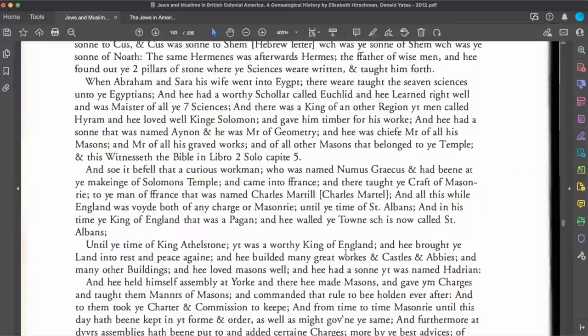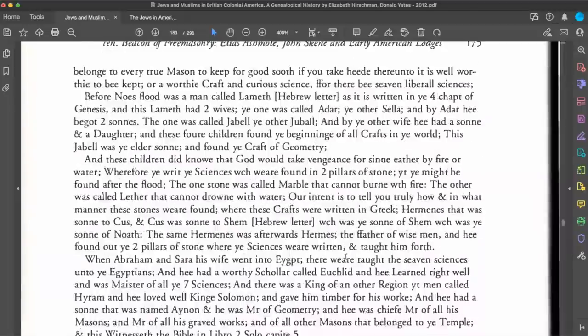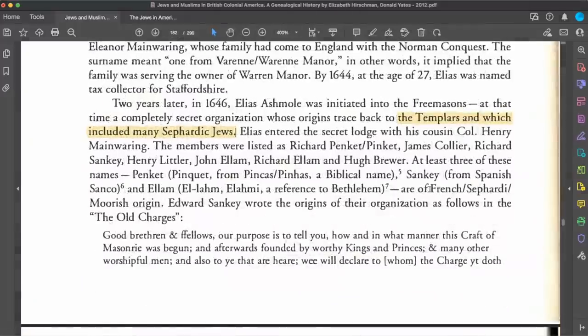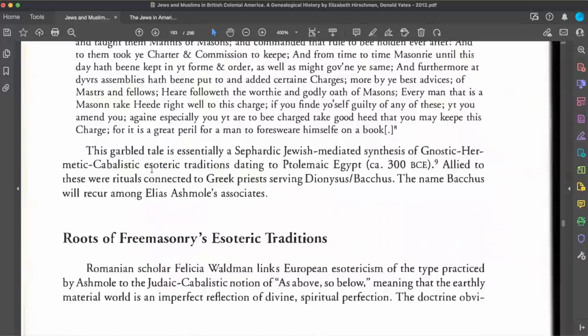All right, so again, we just read this. This was from a Freemason back in that time. His last name is of French, Sephardic, and Moorish origin. Okay, Moorish origin. This garbled tale is essentially a Sephardic Jewish mediated synthesis of Gnostic, Hermetic, Kabbalistic, esoteric traditions dating to Ptolemaic Egypt, allied to these rituals connected to Greek priests serving Dionysus Bacchus.